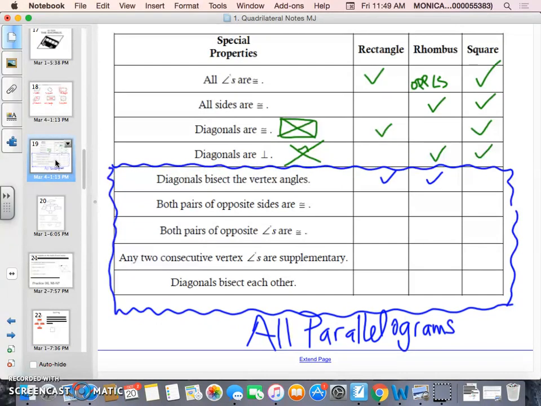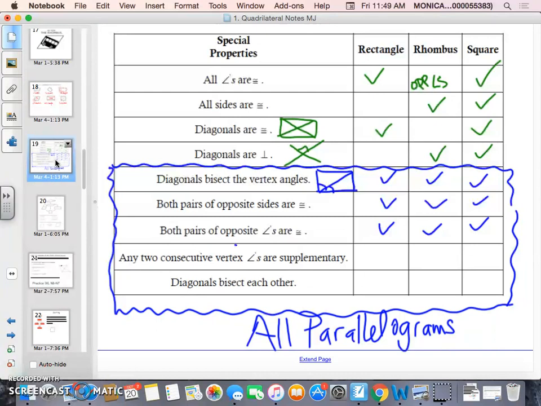So we can just check it all off. They all bisect each other. All diagonals bisect the vertex angles. So what does that mean? That means that if you bisect, this angle and this angle are congruent. Both pairs of opposite sides are congruent. That's all of them. Both pairs of opposite angles are congruent.